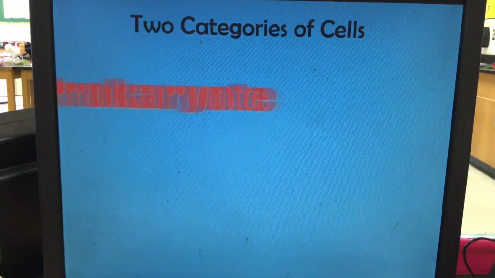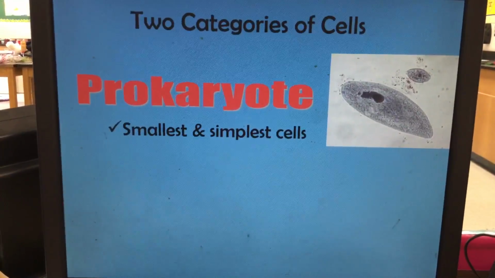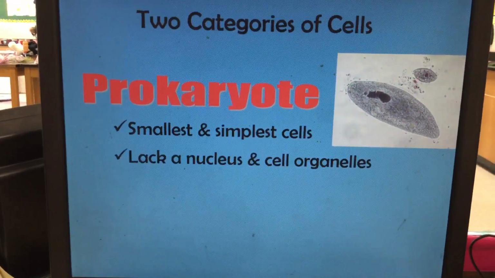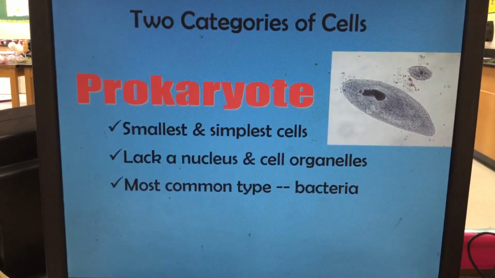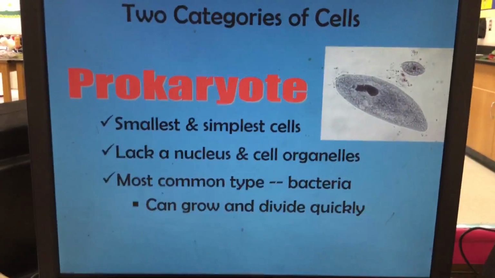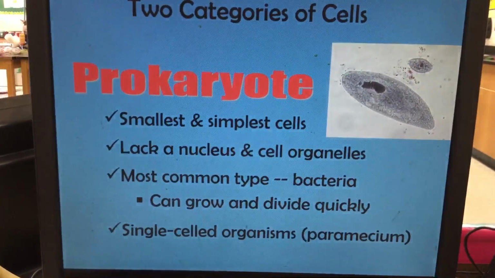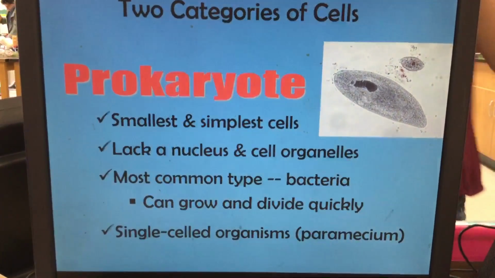Okay, 2 categories of cells. Prokaryote, which is the smallest and simplest cell, so the most common type. It lacks a nucleus and cell organelles. A bacteria is an example of this, and it can grow and divide very quickly. It also includes single-cell organisms.